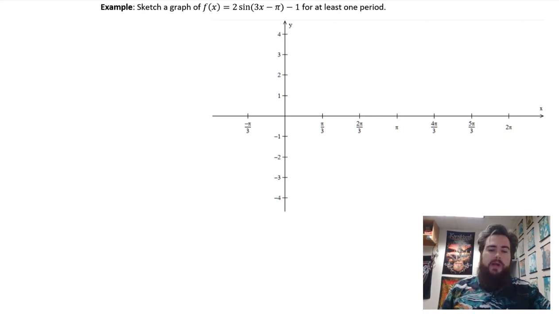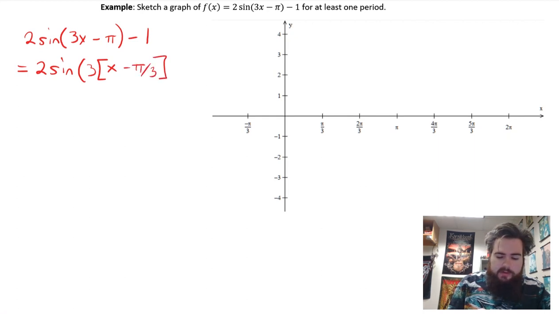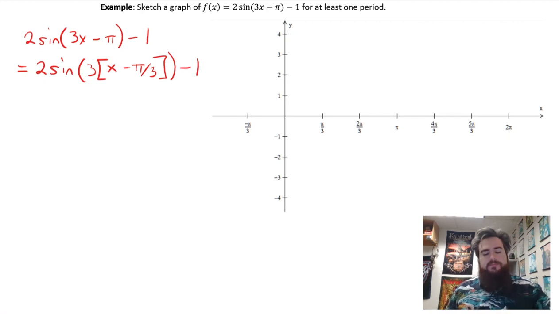First thing I am going to do, however, is take the original function and factor out the number 3 from the inside, what we call the period change. That means I'm going to rewrite this function, 2 times sine of 3x minus pi minus 1, as 2 sine of 3 times (x minus pi over 3), minus 1.